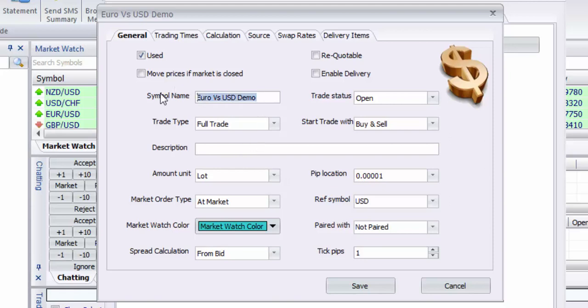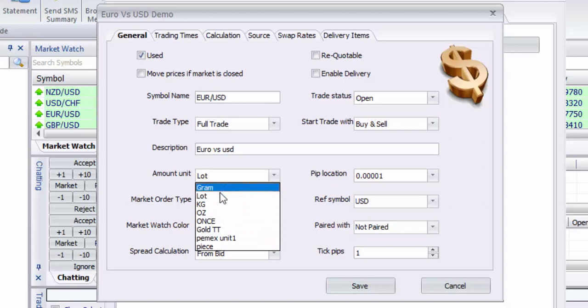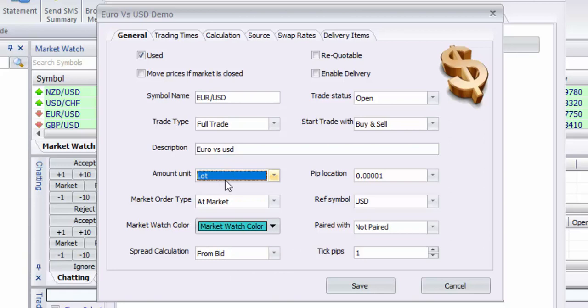For example, if we have it like this, we can type euro and describe what this symbol is about, versus USD. And the amount unit: gram, lot, kilogram, ounce, and so on. The most common unit we use is lot.